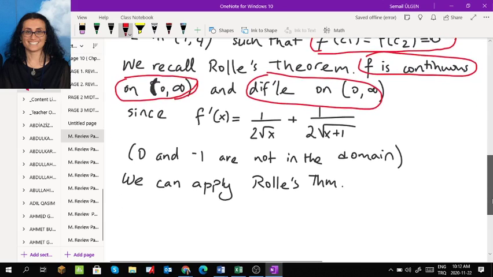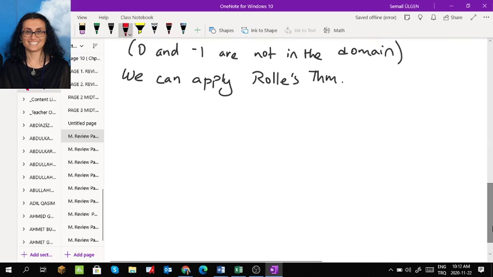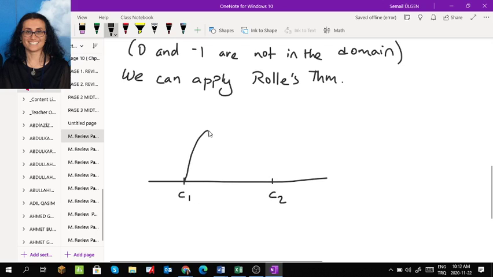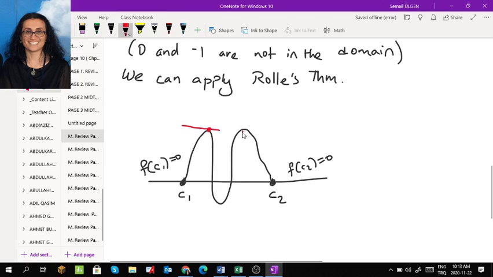It says if you have that, pictorially it's like this. We have C1, we have C2, and F is 0 here and here, right? F of C2 is equal to 0, F of C1 is equal to 0. So there's at least one point where we are going to have a horizontal tangent line, like in here. Actually, in this picture we have more than one, but one is enough.